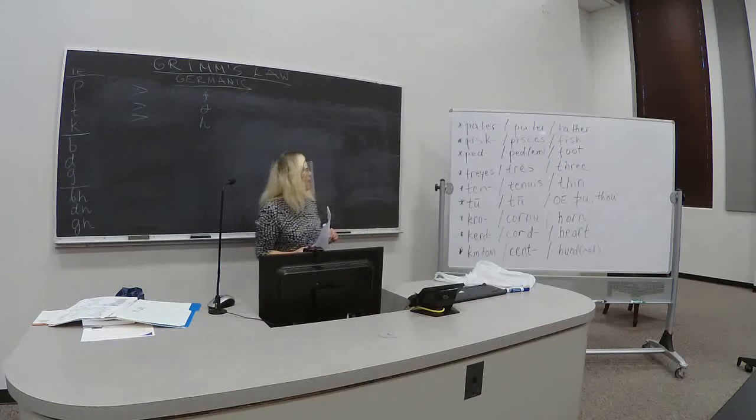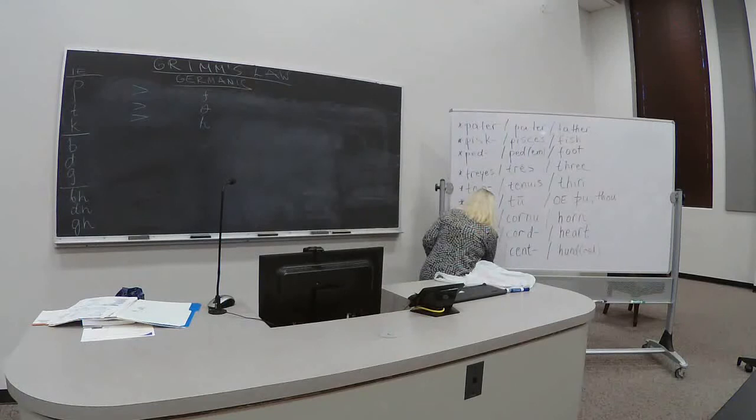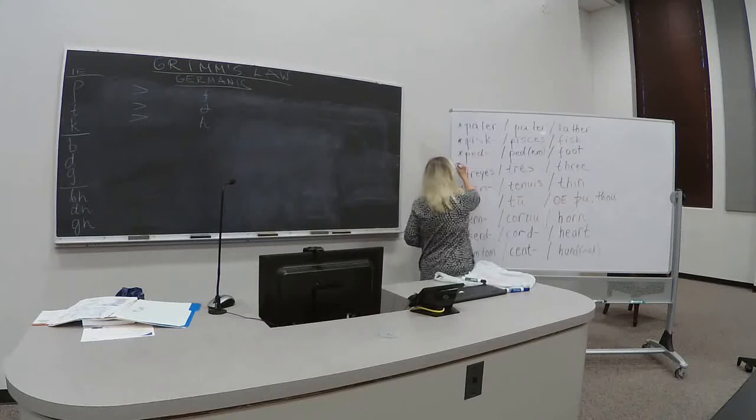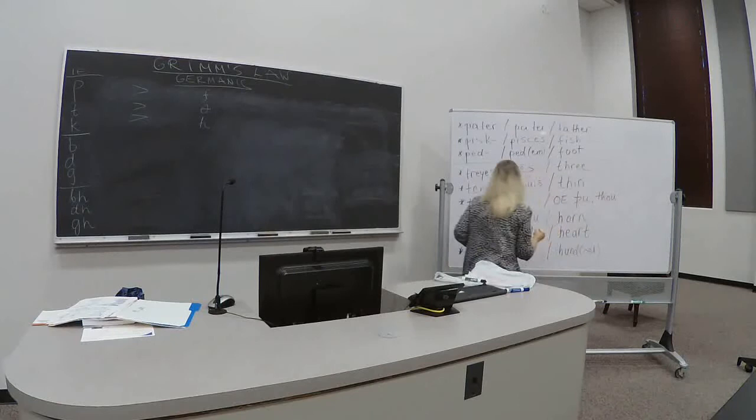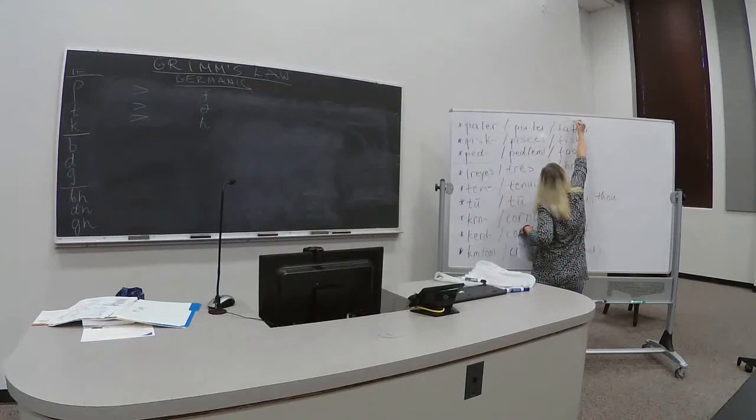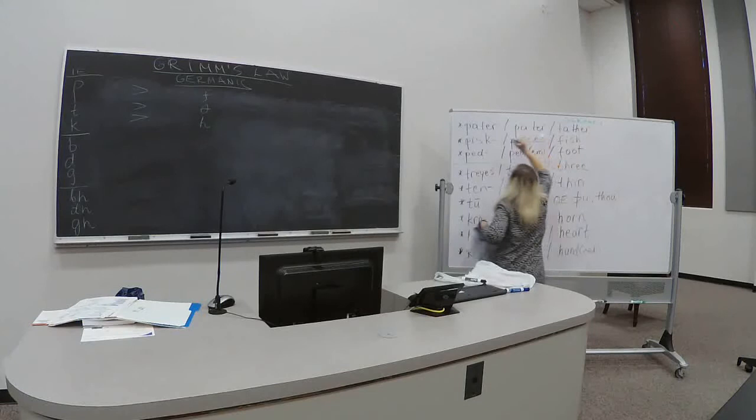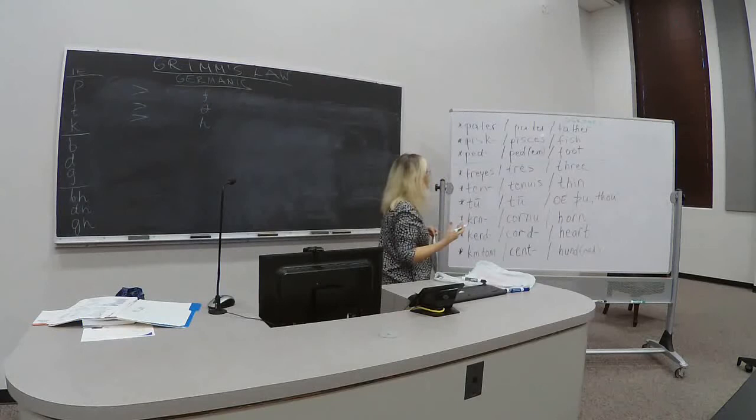Here we have more examples of that. I'm going to draw a line here. English words, so this is an example of Germanic, how they changed. And here we have Latin, which is Indo-European also, but the Romance branch. And these are reconstructed Indo-European roots for that same word.